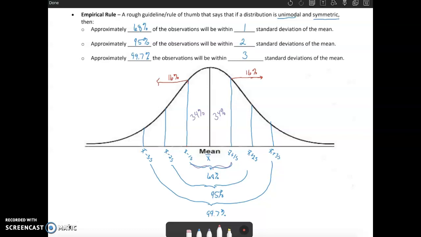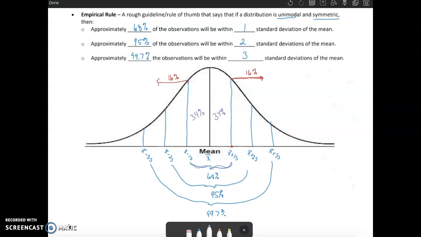So again, you could get asked questions, like they could give you this data value right here, for instance, and they could say, well, what percentage of your data values fall above that? Your answer would be 16% would fall above that. So we're just doing a lot of filling in the gaps with percentages.